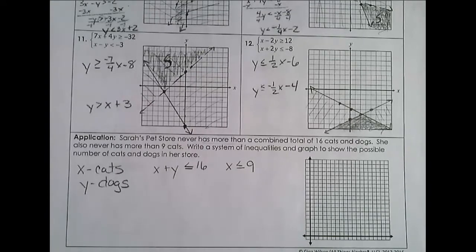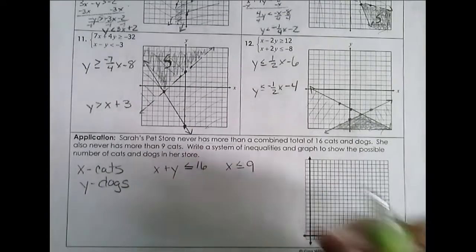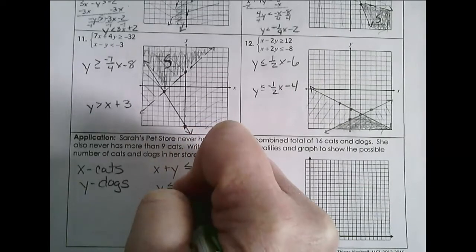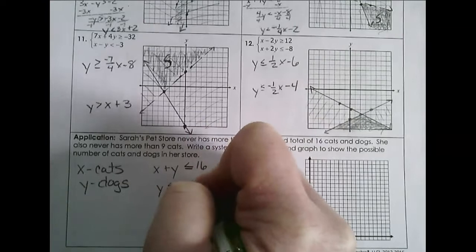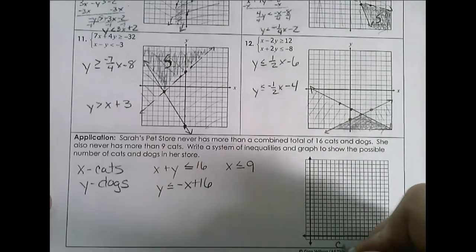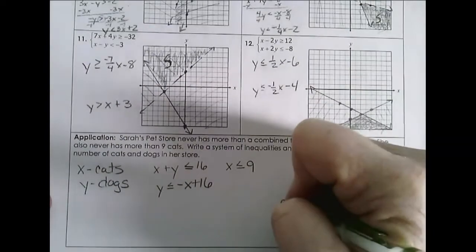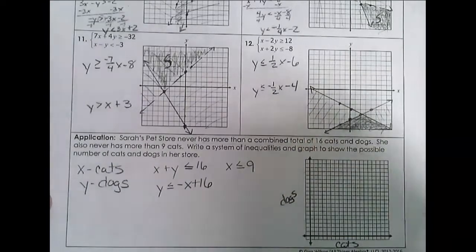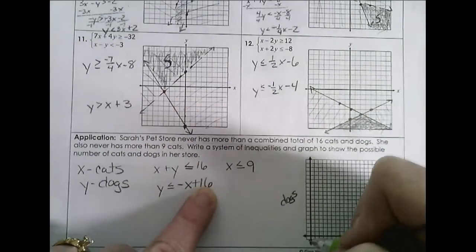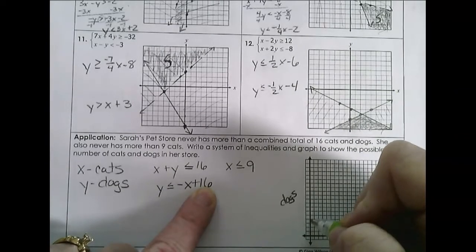So the first thing I'm going to do again is I'm going to rewrite this into slope-intercept. So I'd subtract x from both sides. So this would be the same as y is less than or equal to -x plus 16. Now looking at your graph, remember the x was cats, the y was dogs. We already labeled those. And I'm going to start here. I start at 16. So 1, 2, 3, 4.